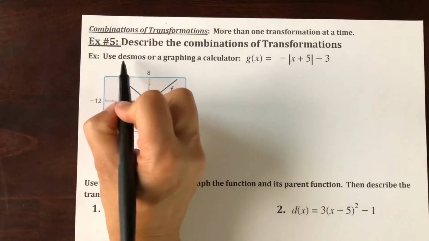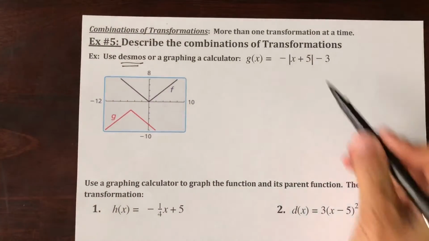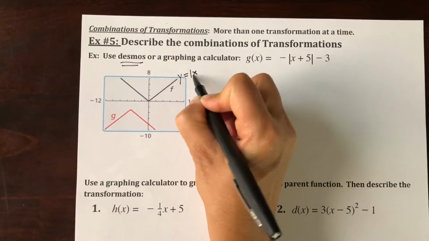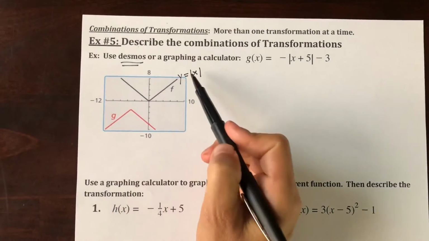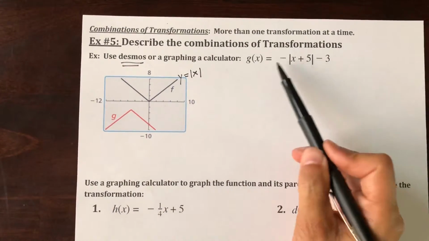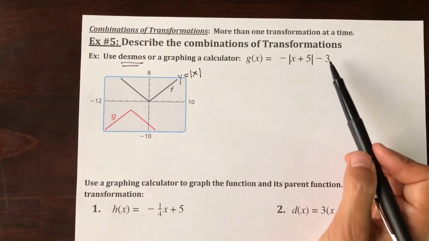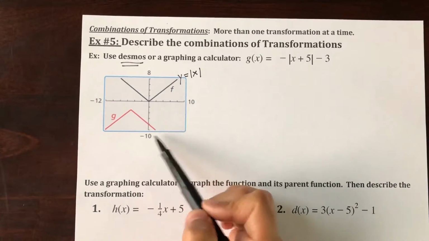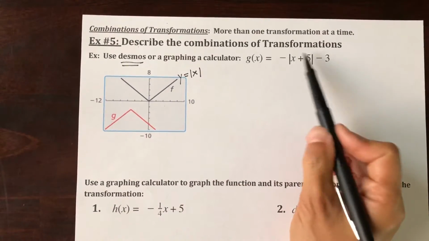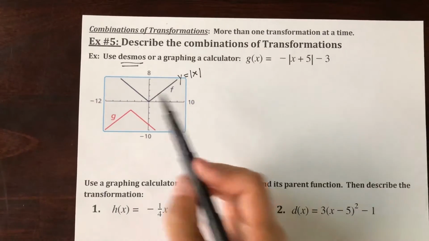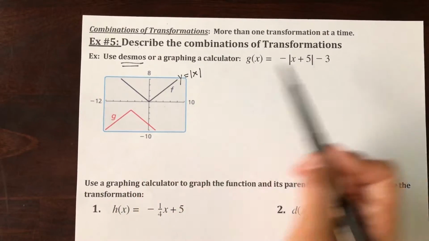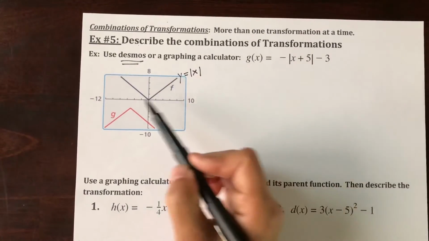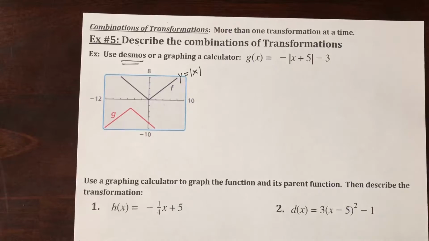Okay, so you can go into Desmos, and you could plot the parent function of this, which would be y equals the absolute value of x, seen in black here. And then you can graph this function and see that it has a combination of changes. So the negative in front has flipped it upside down. The +5 on the inside moves it to the left 5. So that's the one that is opposite. And the -3 on the end has moved it down 3.